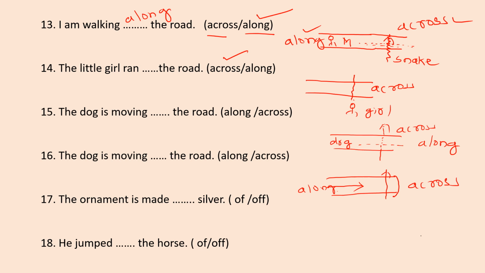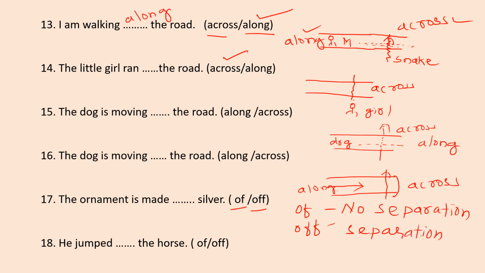Now that is 17th: the ornament is made dash. See this one. Here it's very important: of and off. Can you guess what the difference is here? Of means there is no separation. But off means there is separation. Now, the ornament is made of, this is the answer. So have you got how to use this and what the difference is? The ornament is made of silver.